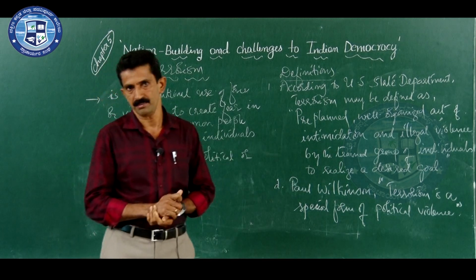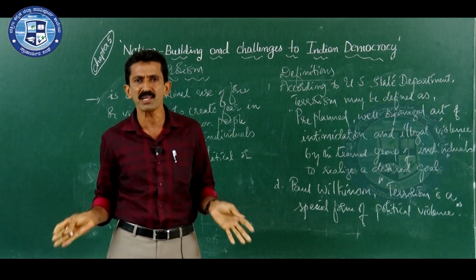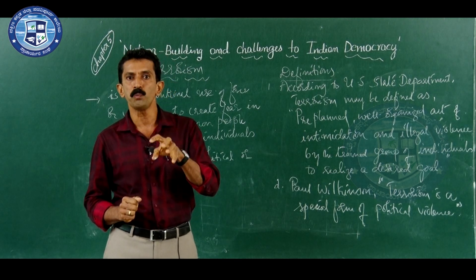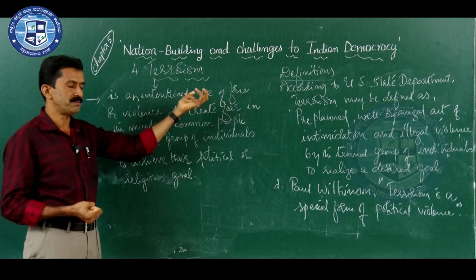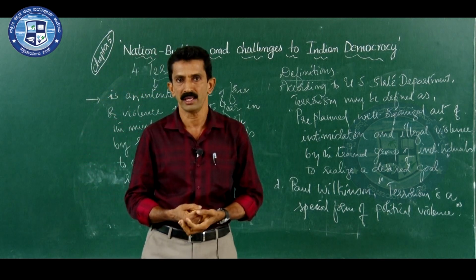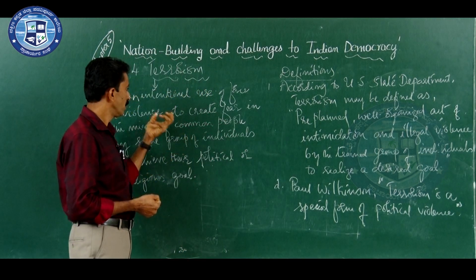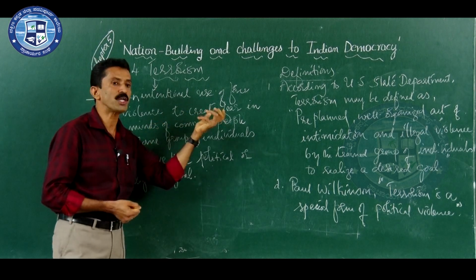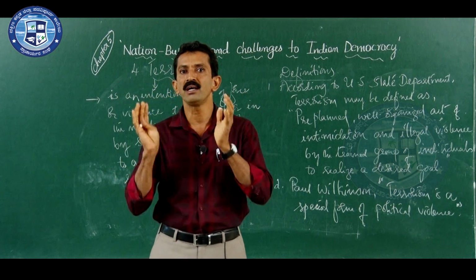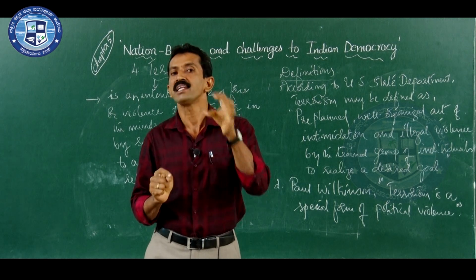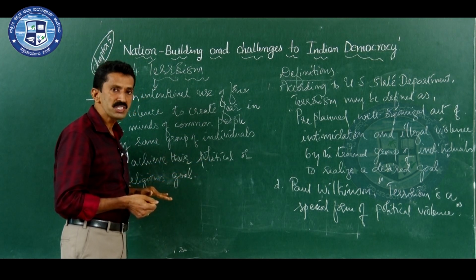It is a barbaric act. We can say that it is a barbaric act, an inhuman act, a faceless act, a shameless act by some group of individuals. Terrorism is an intentional use of force or violence. Why? To create fear in the minds of the common people. The main intention of the terrorist is to create fear in the minds of the common people, and thereby they want to fulfill their political or religious goal.